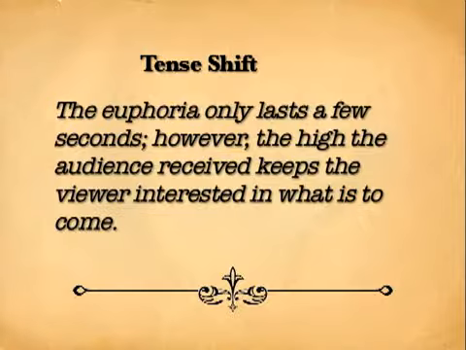Let's look at an example from a student essay. The euphoria lasts a few seconds. However, the high the audience received keeps the viewer interested in what is to come. Notice that we're talking about something happening in present tense at the beginning. Euphoria lasts only a few seconds. And then in this last part, we've shifted completely to past tense.